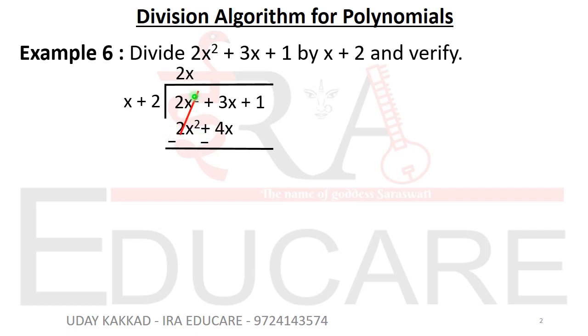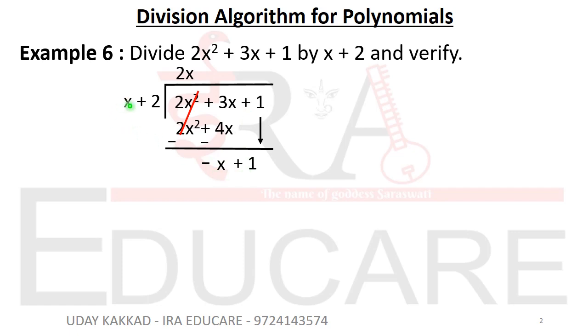Now this 2x square and this 2x square get cancelled, right? Now here plus 3x and minus 4x. So minus and plus, a different sign. So 4 minus 3, you get 1 and x. So you get minus x because the bigger digit is 4. That's why. Now this plus 1 is shifted down, right?